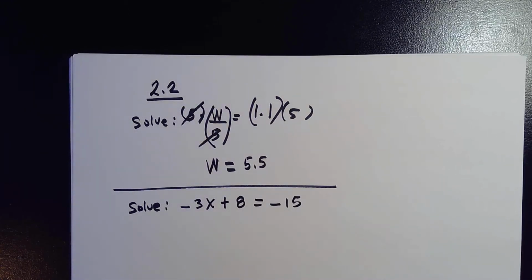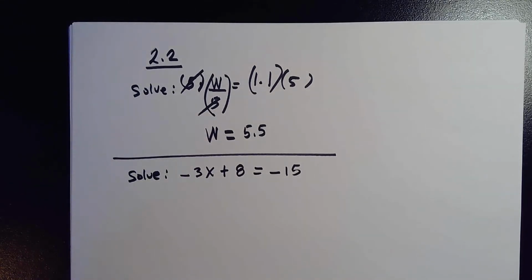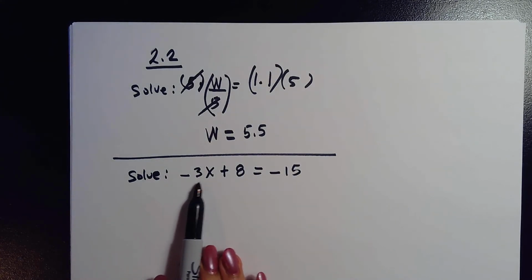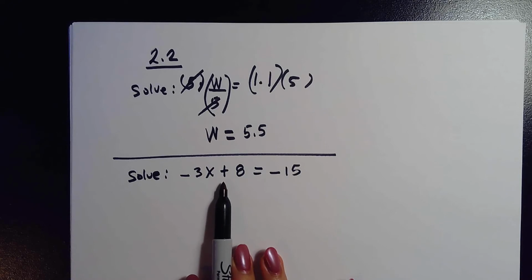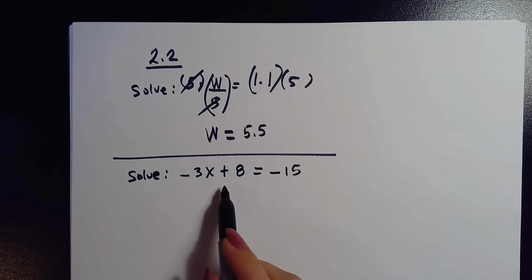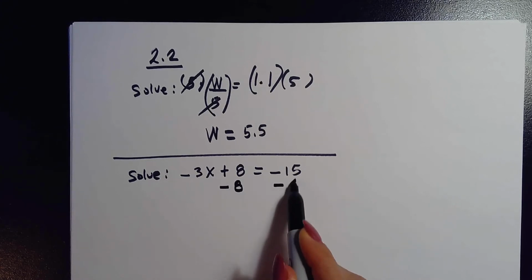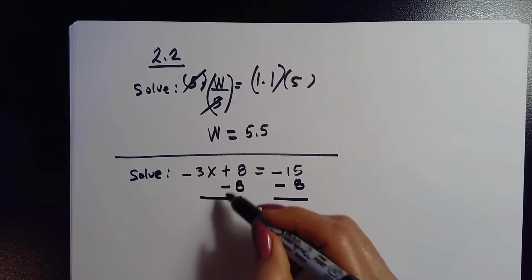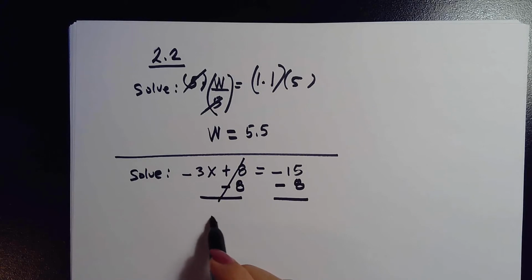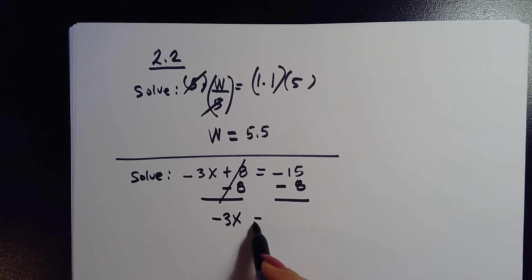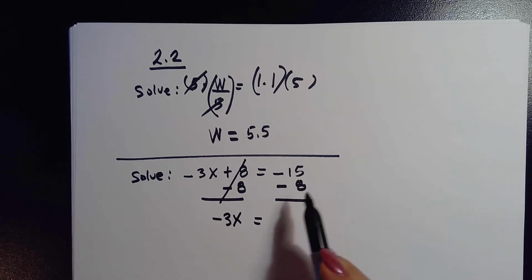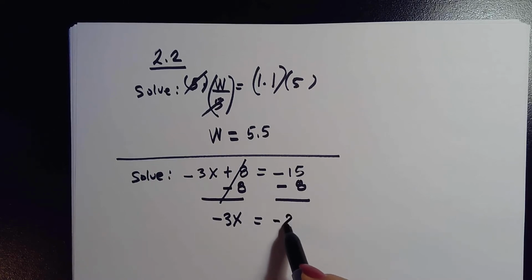Okay? So you want to isolate the x, right? But here you can't divide by negative 3 yet until you get rid of this 8. So you need to move 8 to the right. In order to do that, you're going to subtract 8 from both sides, right? And so that's going to get rid of the 8. So you're going to bring down the negative 3x equals negative 15 minus 8 equals negative 23, right?